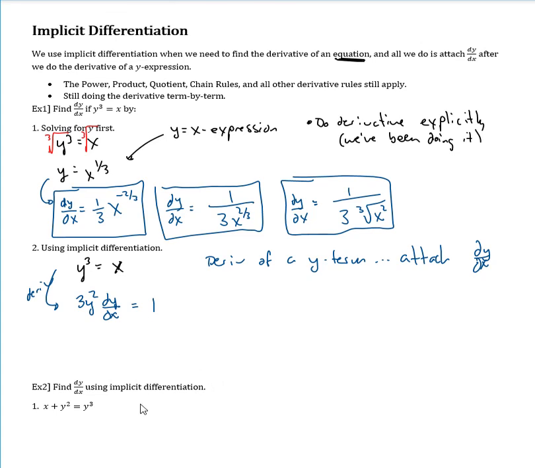Then all I want to do is solve for dy dx. At this point, dy dx is treated like a big variable, like a big old x. To solve for it, all I would want to do is divide by 3y squared.